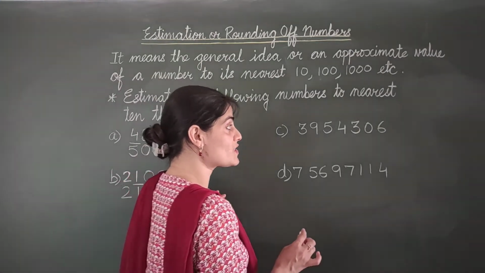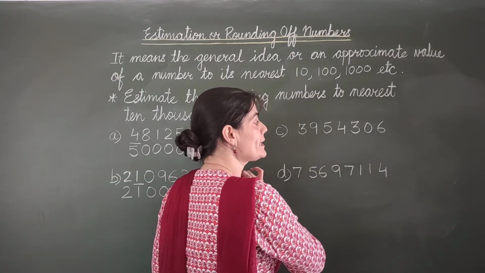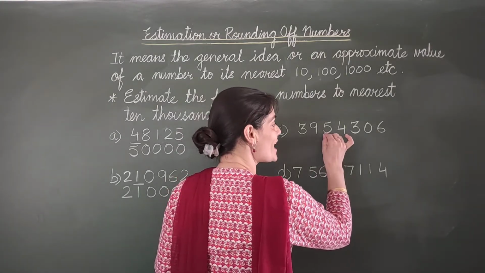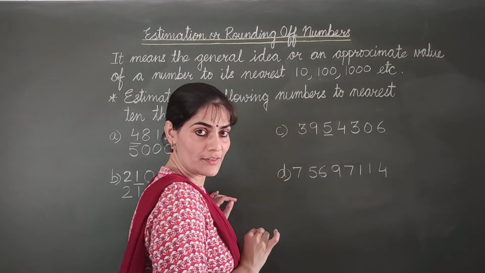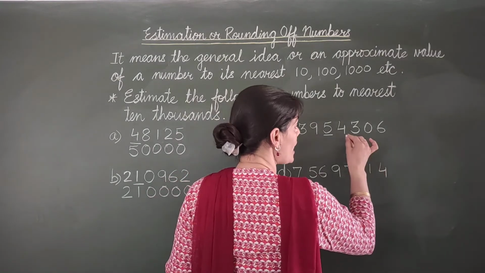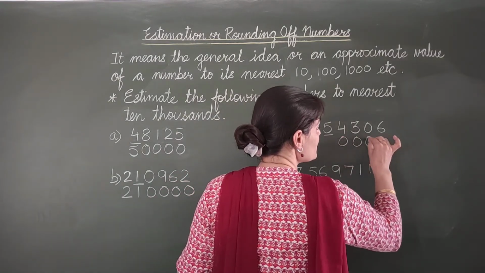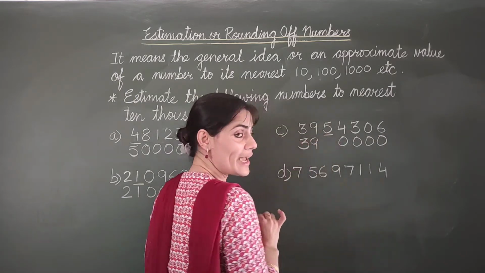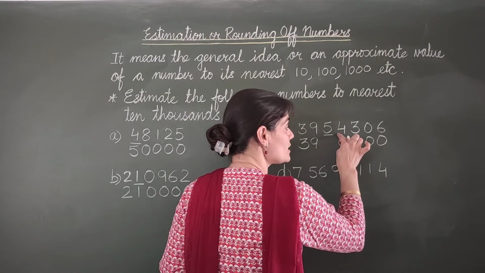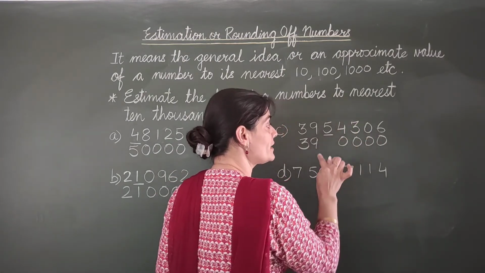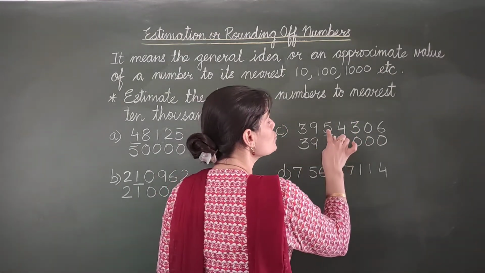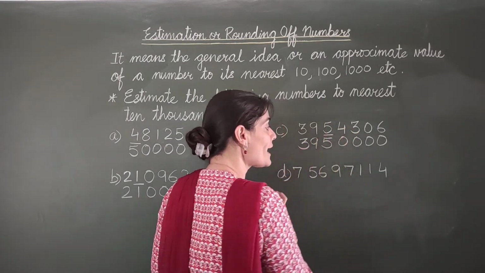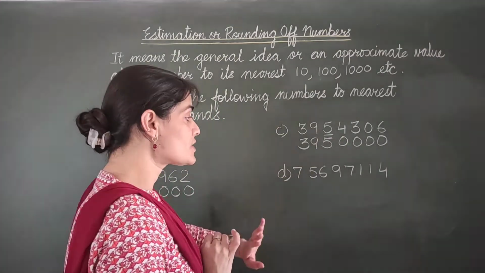Now I move to the next part. This number is 39,54,306. The digit at 10,000s place is 5. So the digits at smaller places will be replaced by zeros and the digits at larger places will be written as it is. Now I check the digit at thousands place and find that it is less than 5. So this digit at 10,000s place will be written as it is. Now look at the next part.